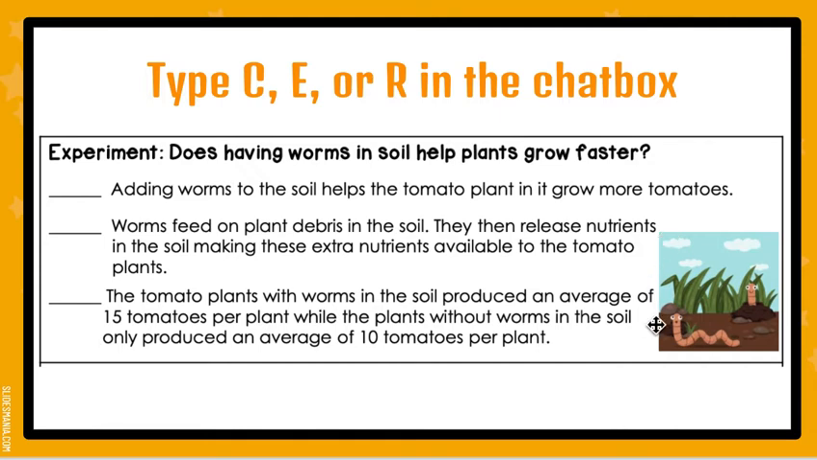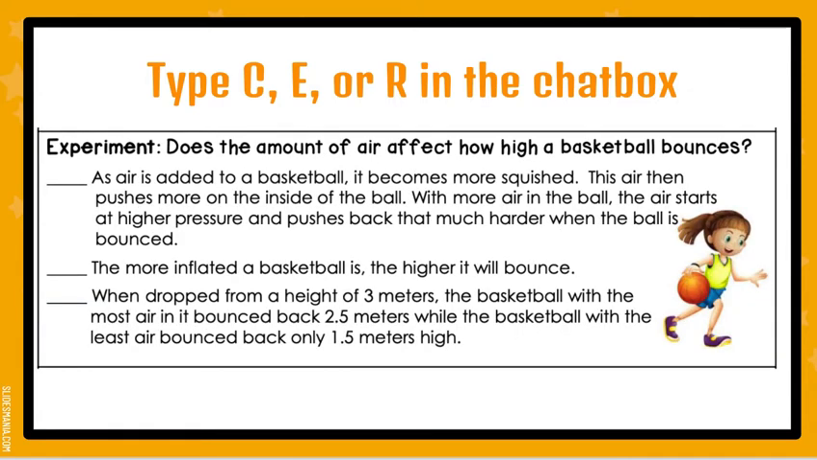How about the last one right here? The tomato plants with worms in the soil produce an average of 15 tomatoes per plant, while the plants without worms in the soil only produce an average of 10 tomatoes per plant. What do you think this one is? Claim, evidence, or reasoning? Yes, this one would be evidence. Again, it is very direct data we collected that tomato plants with worms yield 15 tomatoes per plant and those without worms have 10 tomatoes per plant.